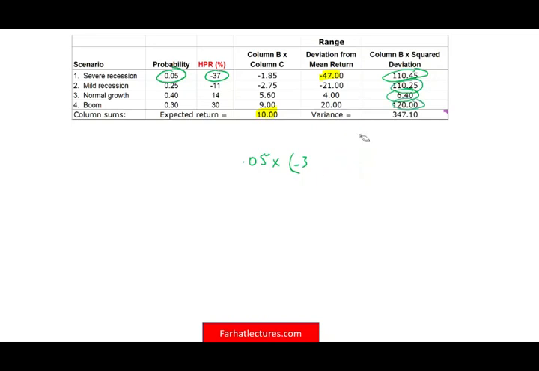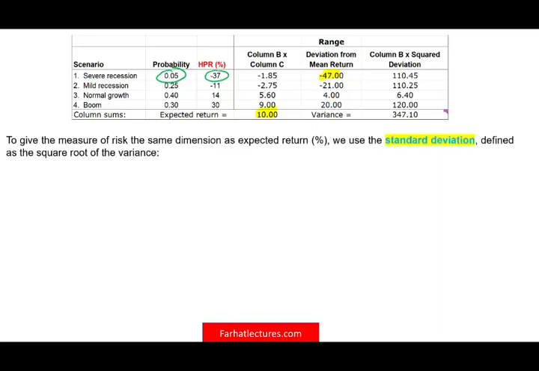Then we add up all the variances. Why do we do so? Because we want to eliminate the negatives. Once we raise to the second power, we eliminate the negative, because when you multiply negative 47 by negative 47, it's going to give you a positive number. That's the reason we compute the variance: to get rid of the negative, because we're really concerned with the range, the spread.